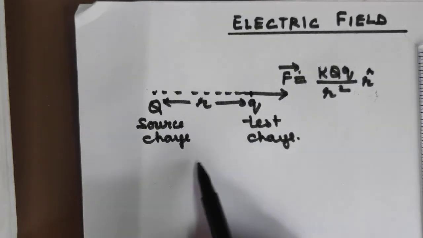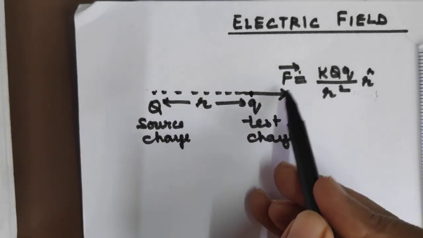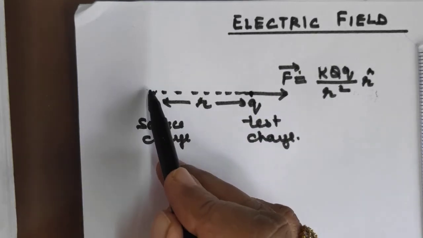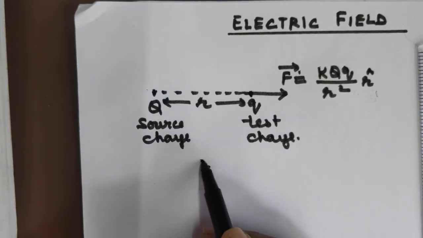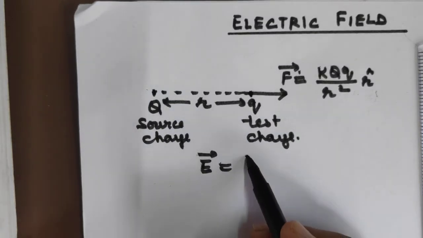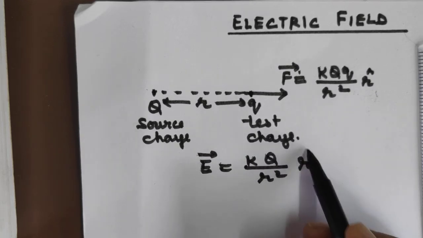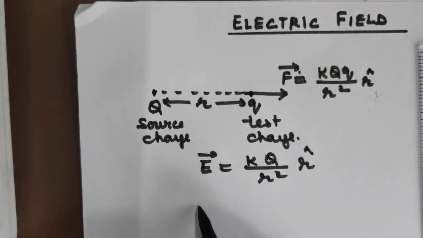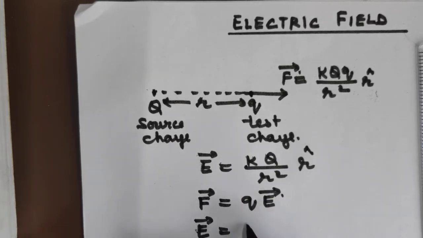Now, the electric field produced by this charge. Actually, the test charge will experience a force due to the electric field produced by the source charge. So the electric field produced will be equal to kQ upon r square, r cap. That is, force F equals q into E, or E equals F upon q.